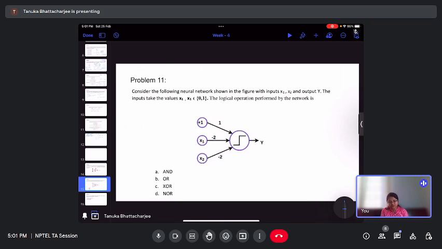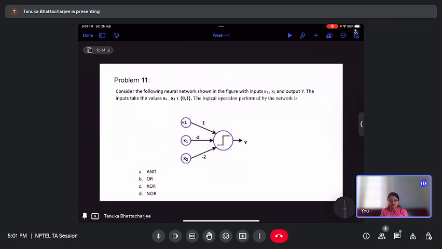Now, this one. Consider the following neural network shown in the figure with inputs x1, x2 and output y. The inputs can take the values 0 and 1. Then you have to tell which logical operation this network is actually performing. Can someone give me the answer for this? OR function. Sorry? OR function. x1 plus x2 equal to 0.5. OR function. Okay. Let's see.